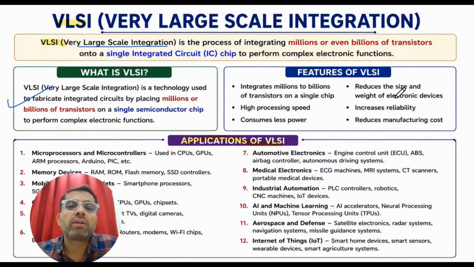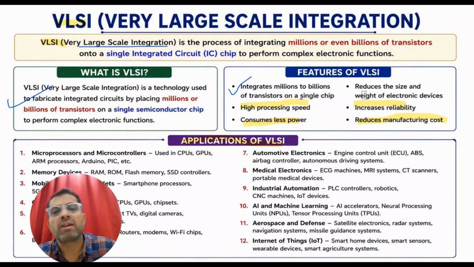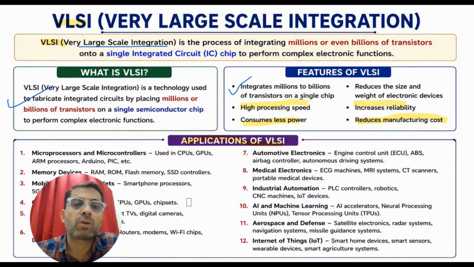Yes. So what are the different features of VLSI? It integrates millions to billions of transistors on a single chip. This is the first thing. Then second is high processing speed. Consumes less power, reduces the size. Of course, it reduces the size because we are placing millions and billions of transistors on a single small chip. It also increases reliability and reduces manufacturing cost. So these are the features, or the advantages you can say, of VLSI technology.